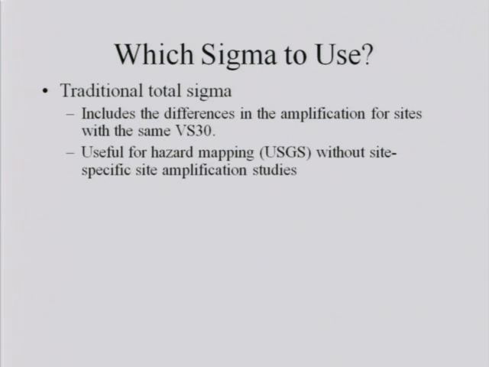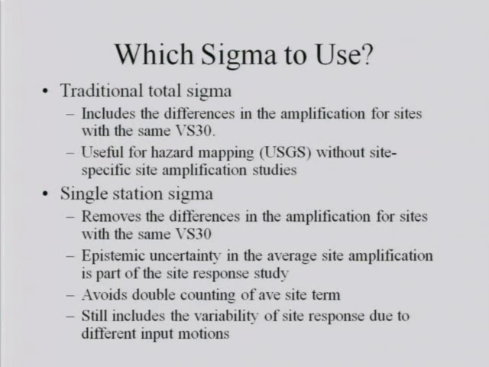The total, which includes the differences in the site amplification. For the USGS in doing hazard mapping, they're not going to go do site-specific site response calculations. They don't want these things separated out. So for them, it's easier just to leave it all in one phase. If you're doing single station sigma, we would use that for sites or projects that are going to do detailed site-specific amplifications. So we remove these differences here. The responsibility for the epistemic uncertainty in the site amplification is part of the site response study.